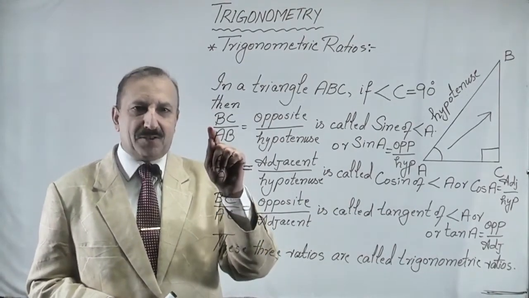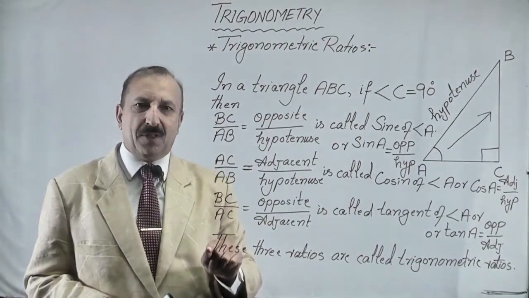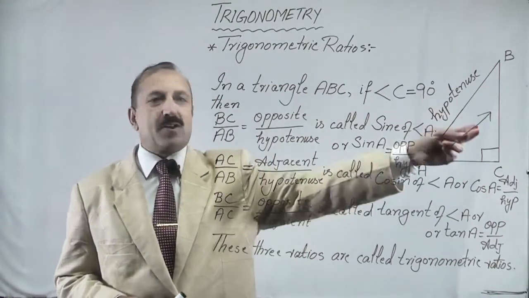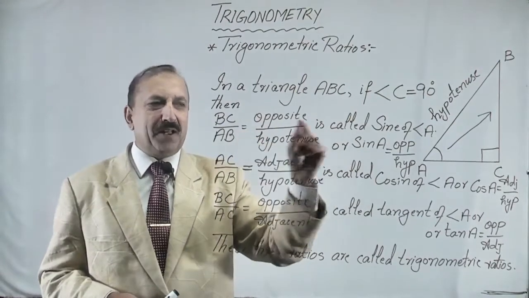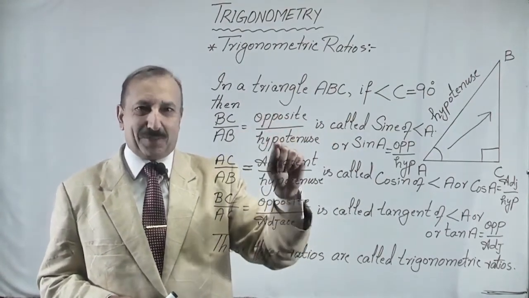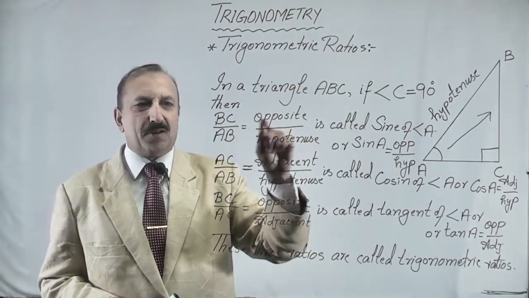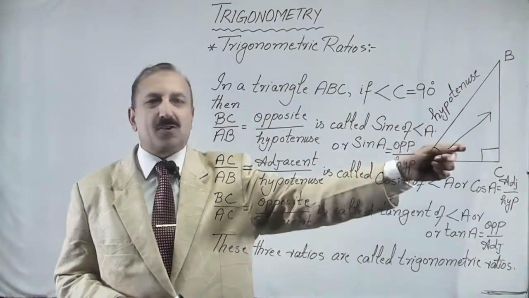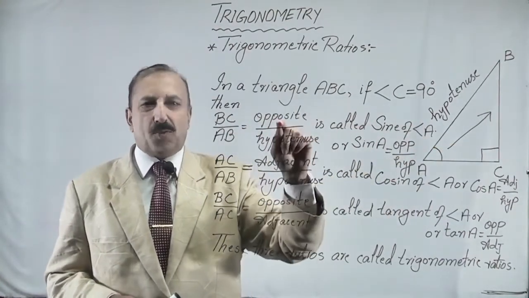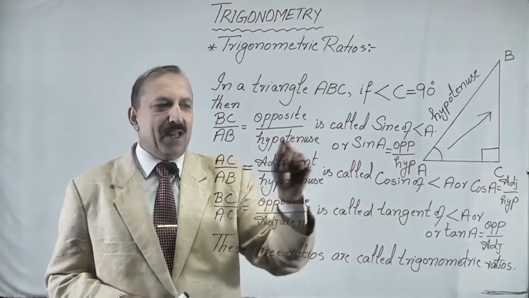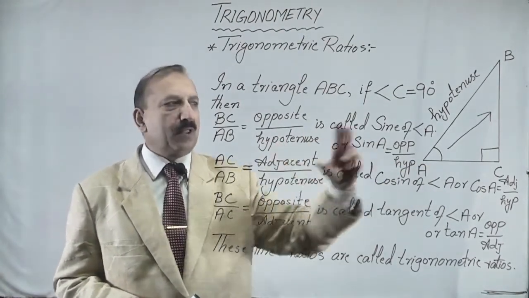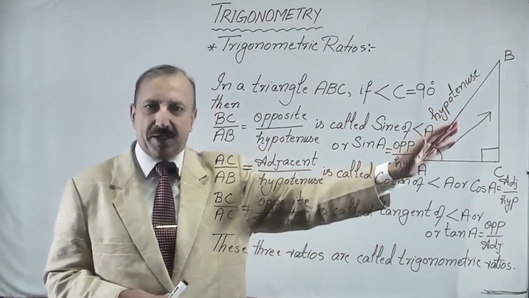We have these three ratios that we have written from this right angle triangle, and we gave names to all three according to their descriptions. And here this side BC in this right angle triangle is opposite when angle A is considered to be under focus, and this is the hypotenuse, the longest side of this triangle.